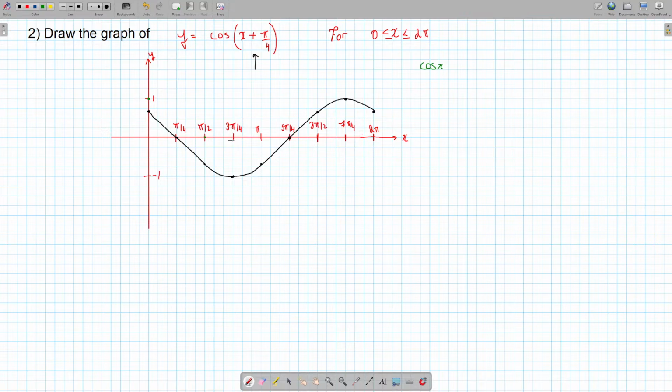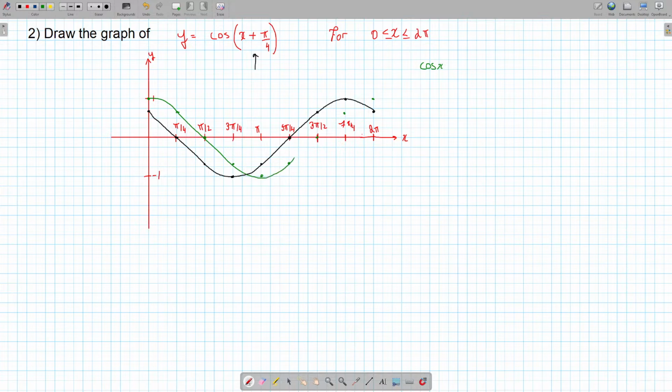Let's go. No, wait. Okay. Looks like this. Cosine x looks like this. Goes up here to 0. This goes here. No, wait, this goes here. Okay, and then this goes here. So you can graph cosine x like this.